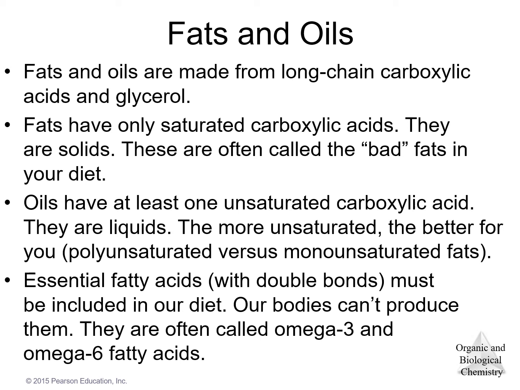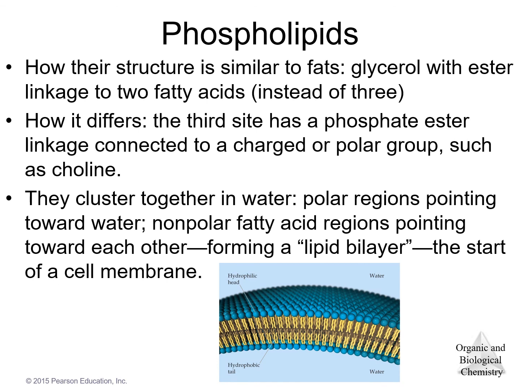Essential fatty acids with double bonds must be included in our diet. Those our bodies can't produce. They're called omega-3 or omega-6 fatty acids. Like we say, eating a lot of fish to get your omega-3s, like from salmon, that's where you get those fatty acids. Then you got your phospholipids.